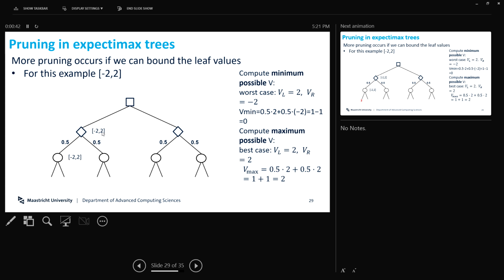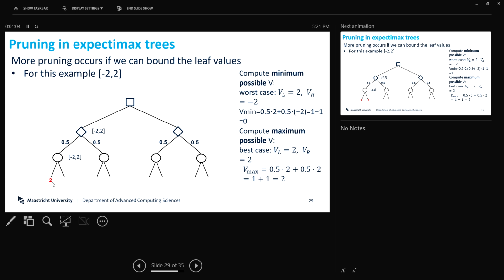Do we have enough information to prune anything at the moment? No. Before we start pruning, I just want to explain what this -2 and 2 is. It's basically the range of values this tree can take. Our worst case scenario, our leaf can return -2, and our best case scenario, our leaf can return 2. Now that we know that, the next parts are a bit more intuitive.